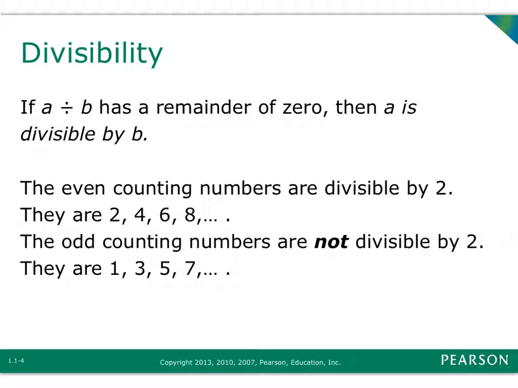Divisibility. If A is divided by B and has a remainder of 0, then A is divisible by B, as long as B is not 0. The even counting numbers are divisible by 2, and they are 2, 4, 6, 8, and so on. And the odd numbers are not divisible by 2, and they are 1, 3, 5, 7, and so forth.